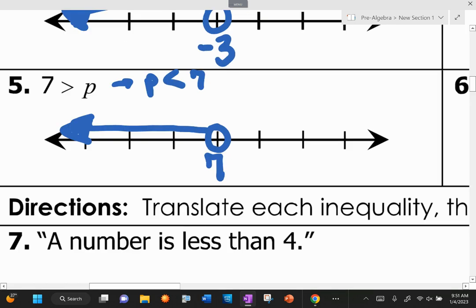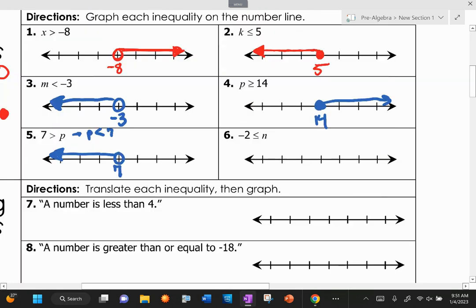So if we look at number 6, we've got -2 is less than or equal to n. It's going to be a closed point, and negative 2 is less than n, which means negative 2 is the lowest value, so I'm going to the right. Okay, how'd we do? 100%. There we go. Good. All right, let's keep going.